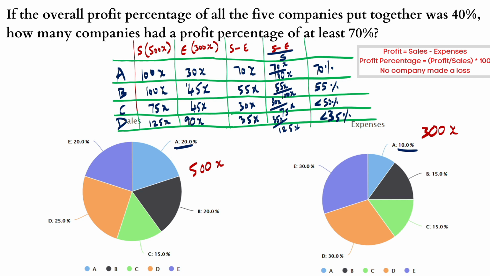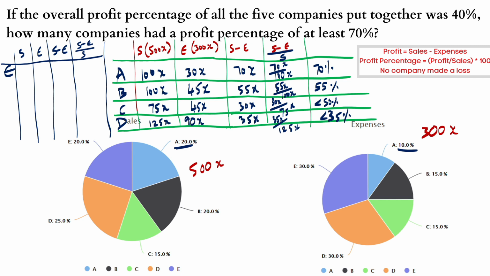And we have taken the difference, and the remaining you all know that. But for company E, what is the value of company E percentage of sales? It's 20%. So 20% of 500x is 100x, and the expenses of the company are 30%. So 30% of 300x is 90x. And S minus E, the difference, is 10x, and (S minus E) by S is 10x by 100x. So this will be equal to 10%.